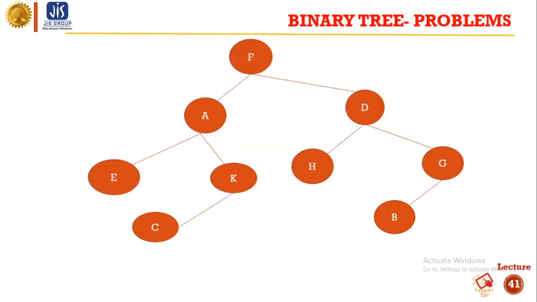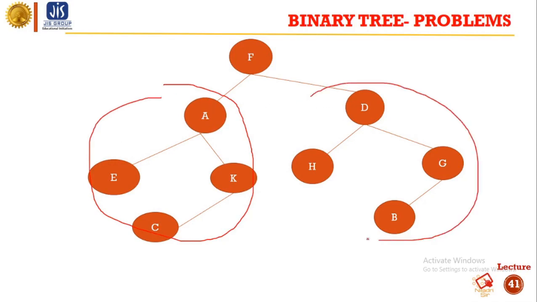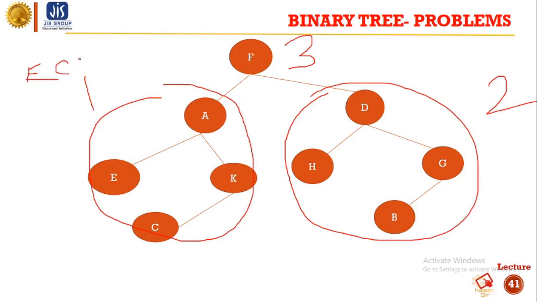Now what is the post-order traversal? This is the left part, this is the right part. So this is first, second, and this is third. In this, A is the root, E is left, so at first it will be E, then the right. K and C are on the right side of A, so C first, then K, and after that A. So the one part is completed.